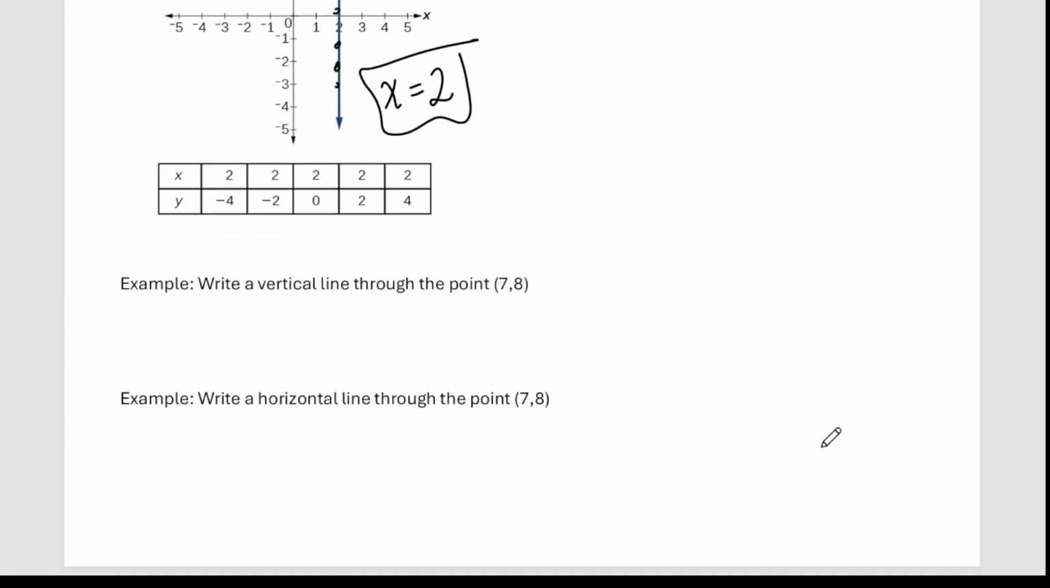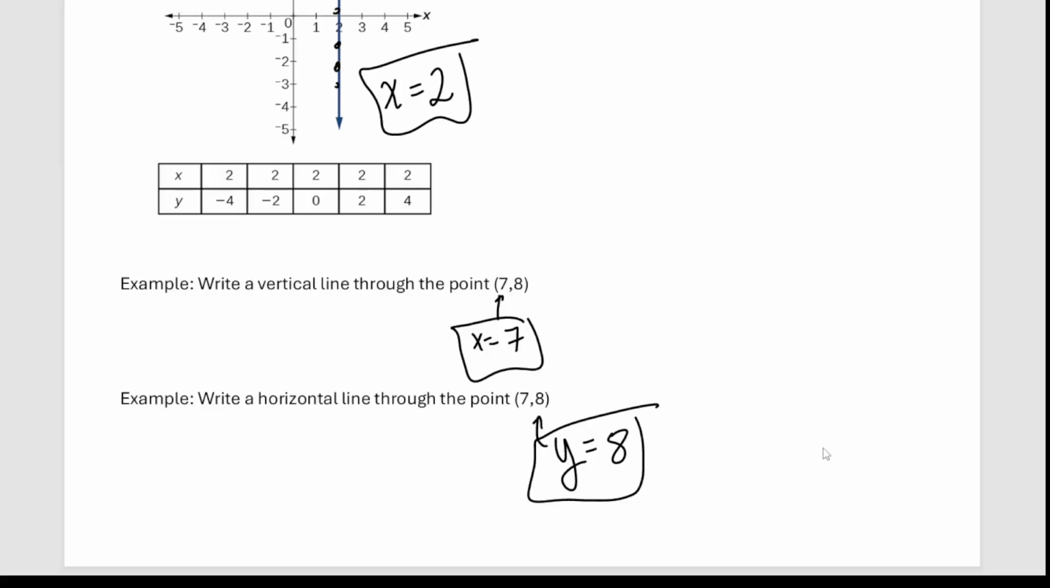If you were trying to write the equation of a vertical line through the point 7, 8, how would we do that? Go ahead and pause the video and see if you can write that vertical line and then also write the horizontal line. Well, for the vertical line, x is always going to equal the x-coordinate of that point, so it would be x equals 7. While for the horizontal line, y would always be the y-coordinate of that point, so it would be y equals 8.